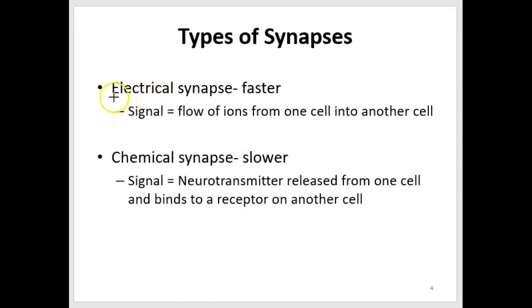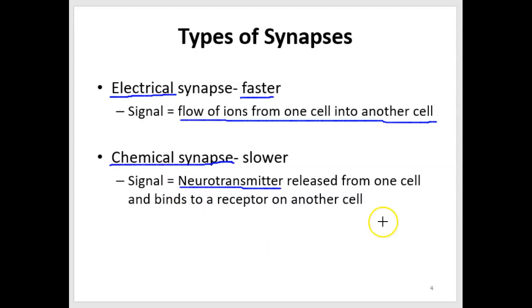Sometimes a synapse acts by an electrical signal flowing from the presynaptic to the postsynaptic cell. This is very quick because really all it is is the flow of ions from one neuron to the next neuron. And other times a synapse is what we call a chemical synapse. This is slower. The signal is a chemical known as a neurotransmitter released by the presynaptic cell. And then that neurotransmitter binds to a receptor on the postsynaptic cell.